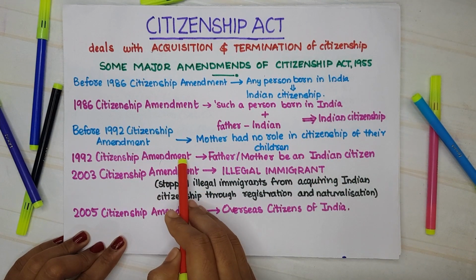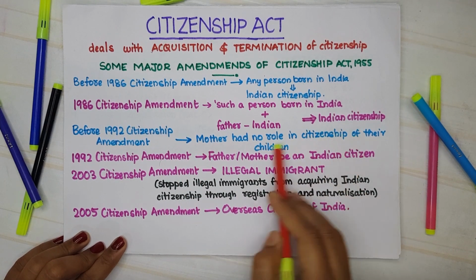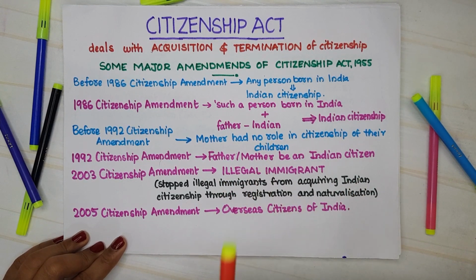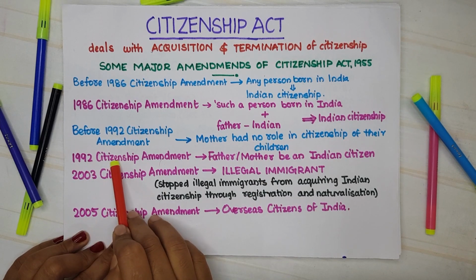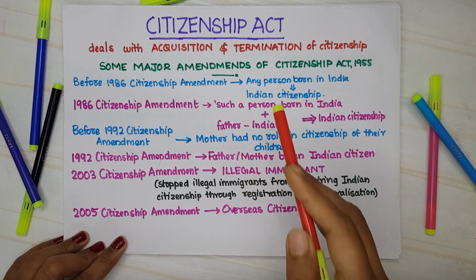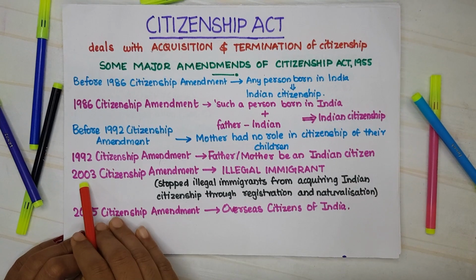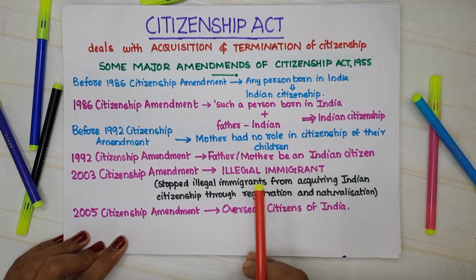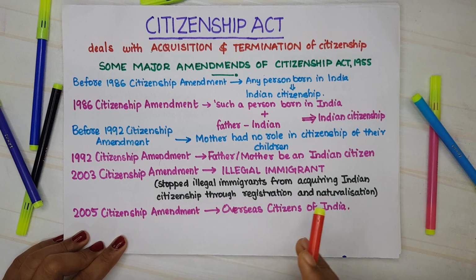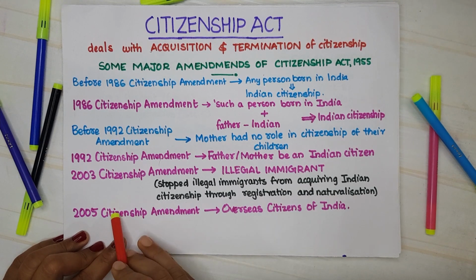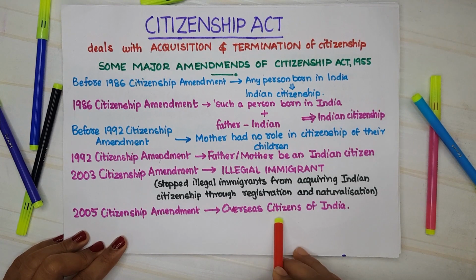Before the 1992 Citizenship Amendment, a mother had no role in the citizenship of her children. This meant discrimination against women. This discrimination was stopped by the amendment in 1992, which said that the child's father or mother should be an Indian citizen to obtain the citizenship of the child. In the Act of 2003, the term illegal immigrant is defined and introduced. This Act stopped illegal immigrants from acquiring Indian citizenship by registration and naturalization. The Act of 2005 deals with major changes in the provisions for overseas citizens of India.